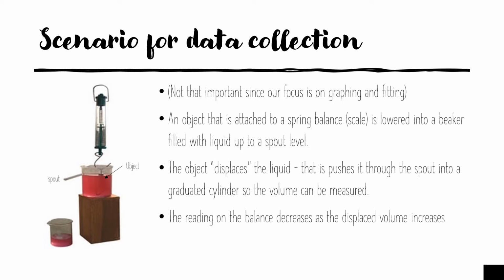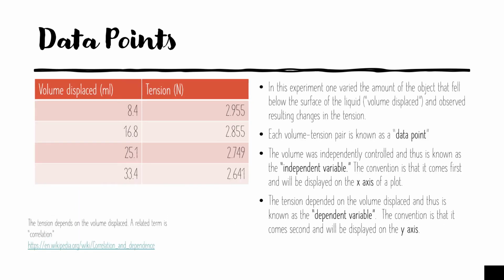And then we take a reading of the volume in the graduated cylinder, as well as a reading on the spring balance. The experiment resulted in the 4 data points seen on the left. Each data point consists of a volume and a tension. The volume is considered to be the independent variable, that the volume was controlled in the experiment by lowering the object. And it is the independent variable, and it will be displayed on the x-axis by convention.